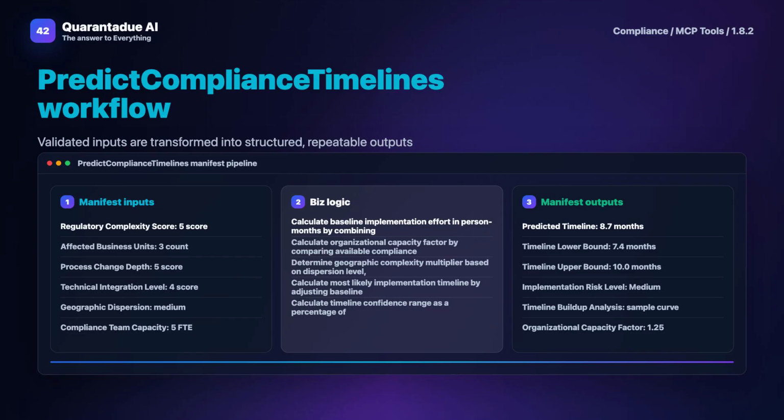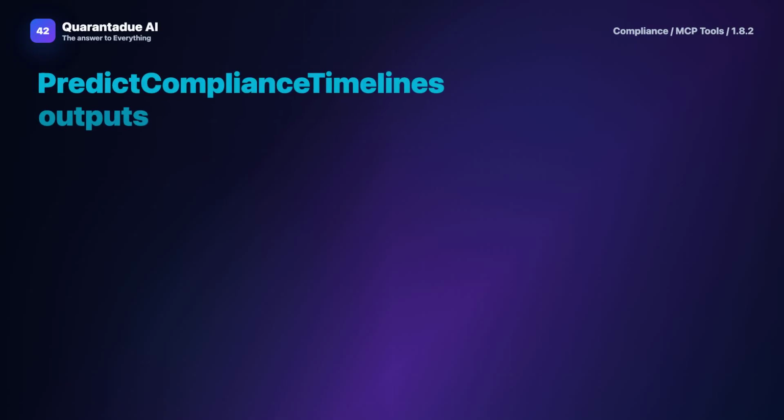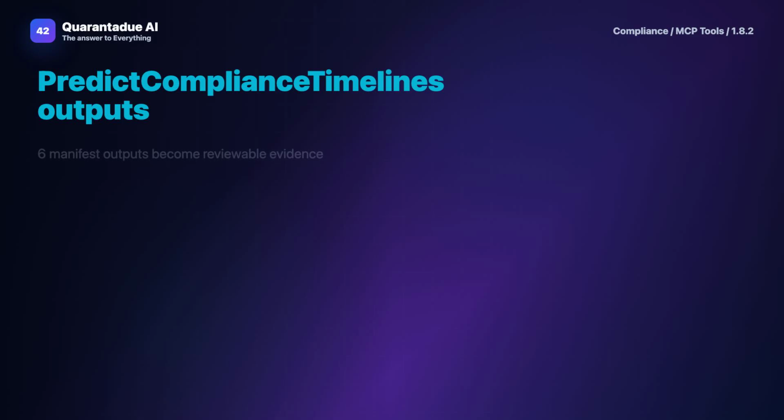Calculate most likely implementation timeline by adjusting baseline effort with the geographic multiplier and dividing by the organizational capacity factor, and calculate timeline confidence range as a percentage of predicted months based on regulatory complexity risk factor. This keeps the process deterministic, reviewable, and aligned with how compliance teams actually make decisions.